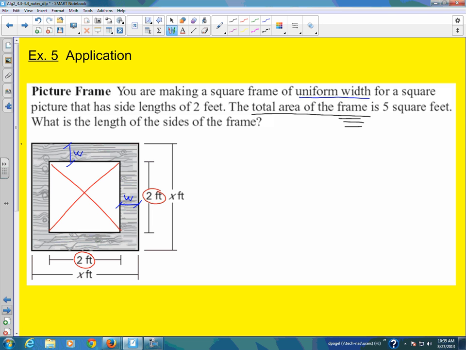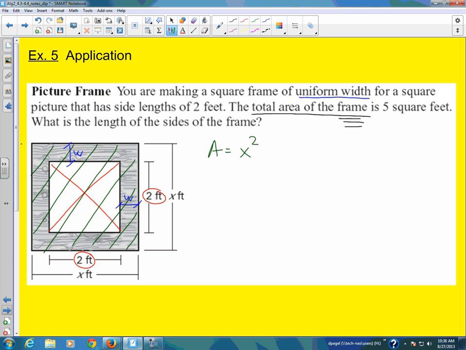So we have these dimensions of x and x that include both the frame and the picture. We have these dimensions of 2 that include just the picture. Well, what makes up this area, if we look at the entirety, including frame and picture, so I'm looking at this whole thing here, the area of that would be equal to the length times the width, or in this case, x squared.